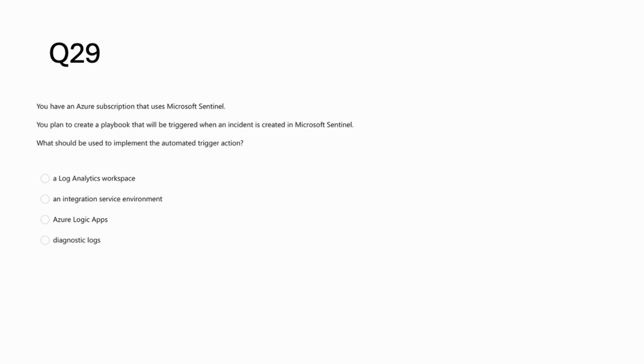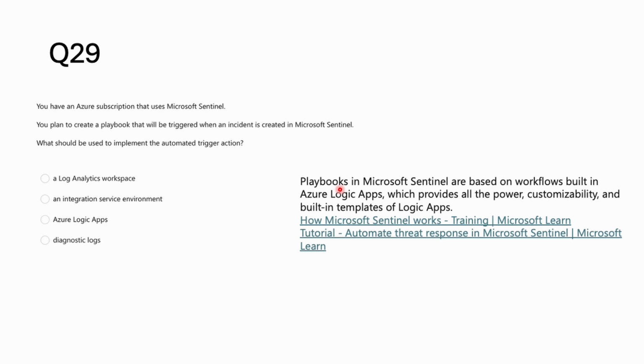Okay, the next one: you have an Azure subscription that uses Microsoft Sentinel, and you plan to create a playbook that will be triggered when an incident is created in Microsoft Sentinel. It's very simple, it's 100% automation. Whenever the incident gets created, it should immediately start taking the action you decided. So what should you use to implement the automated trigger action? We discussed this already. The right answer is going to be playbook, because whenever an incident comes, the playbook is already there. All the actions are already defined. We just need to connect it and it will automatically get triggered. So the right answer is going to be logic app.